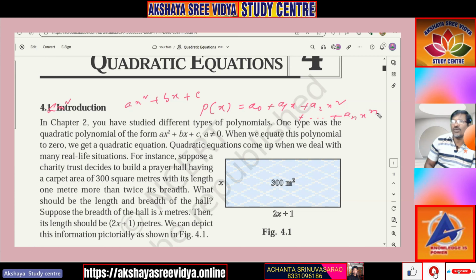One type is the quadratic polynomial, ax square plus bx plus c. Clearly a is not equal to 0. Because here variable is x, the highest power is 2. So that is quadratic polynomial.